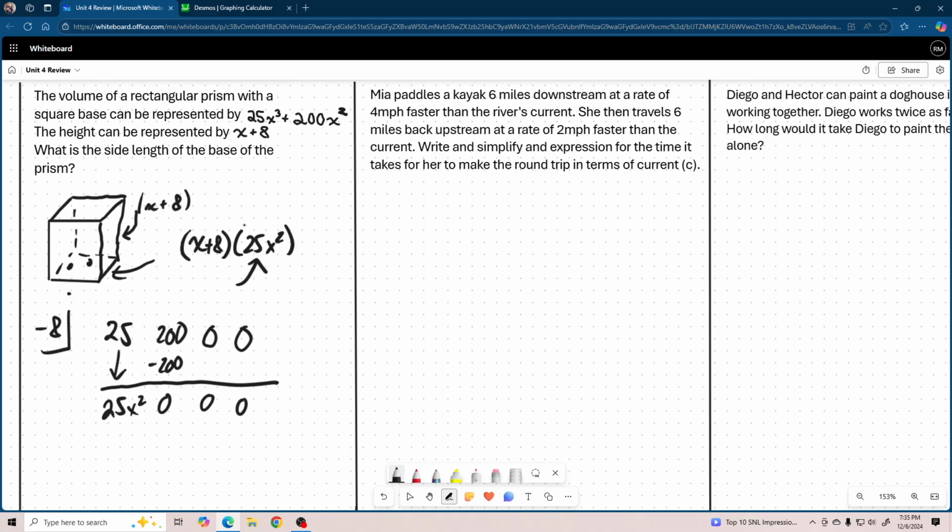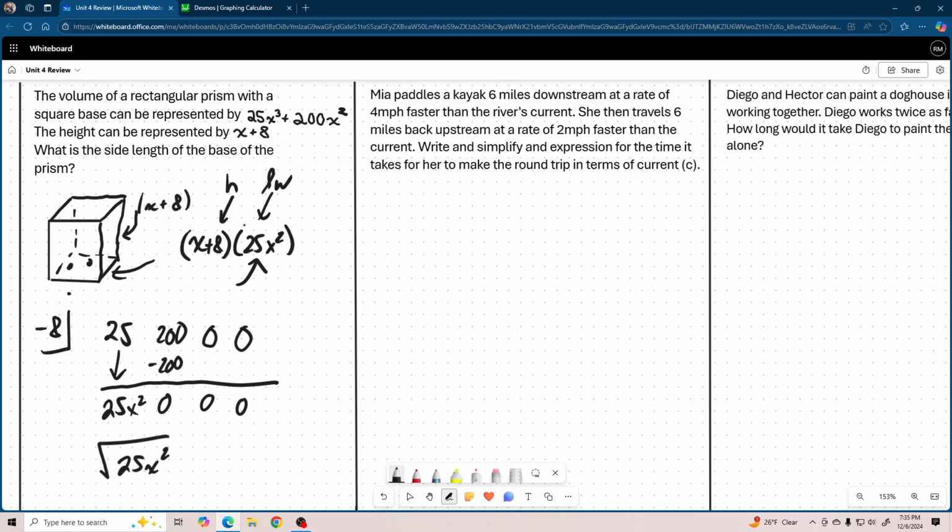Well, we know that this 25x squared has to be the thing that's multiplied by the height. So in other words, this is our length times width, right? Length times width, if this is our height, that's how we would get the volume. So if this is our length times our width, in order to find one of the sides, we basically have to take the square root of this, right? Because on a square, both sides are one side times itself, because they're the same number. So we're going to take the square root of 25x squared to find just the side length of one of them.